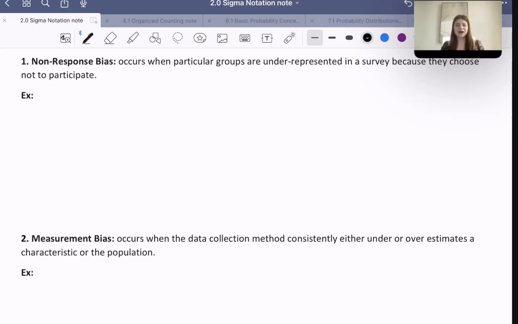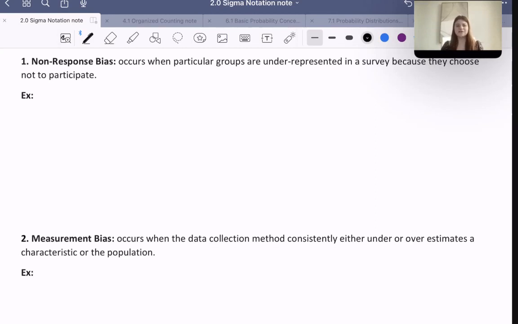It also could happen because maybe a survey is too long. Some people just aren't going to want to respond. It takes too much time. Some people just don't want to take surveys because they don't want their opinion on the record. Other people are just too busy to bother with the survey. Those can also be reasons.